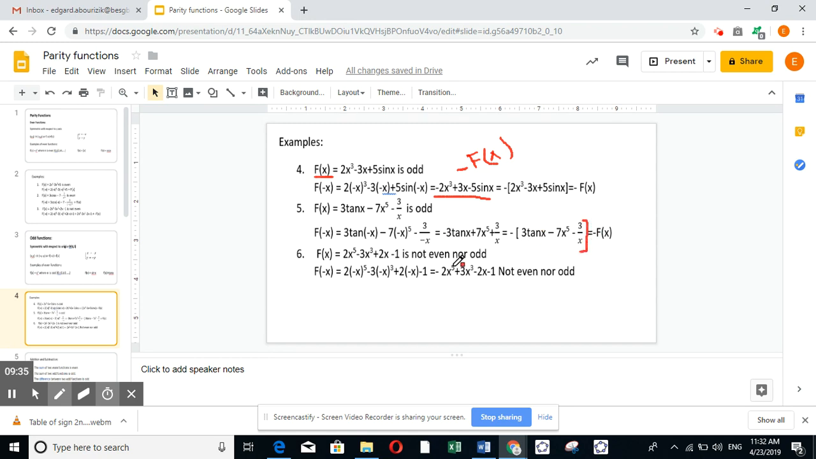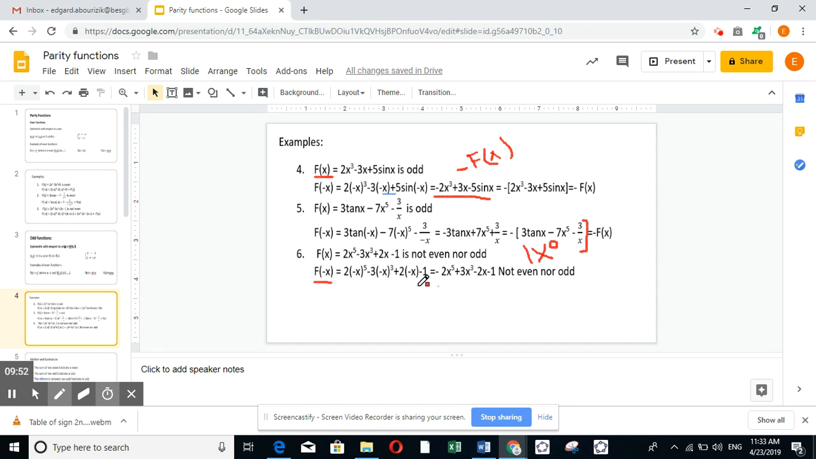Here is an example of neither even nor odd. Why? Because you have a sum of odd terms, then 1 is 1 times x to the power 0, and x to the power 0 is even. So it's neither. Why? If you start by checking the even case, f of minus x.